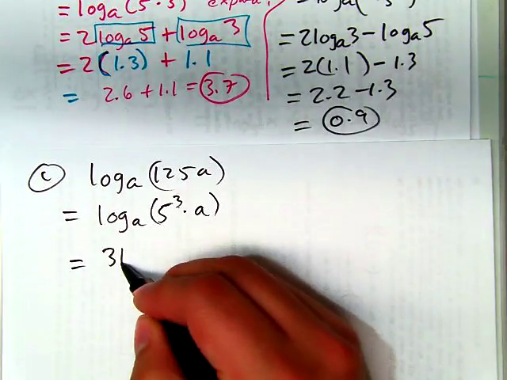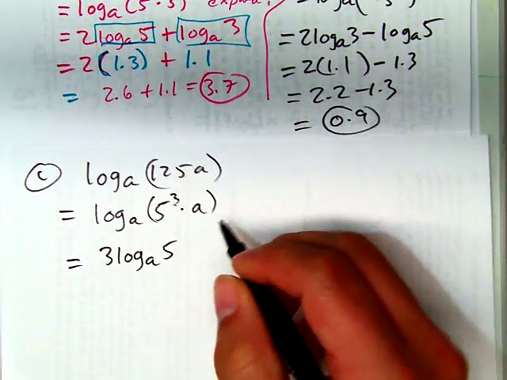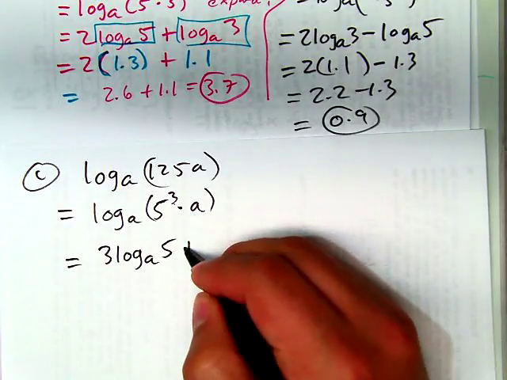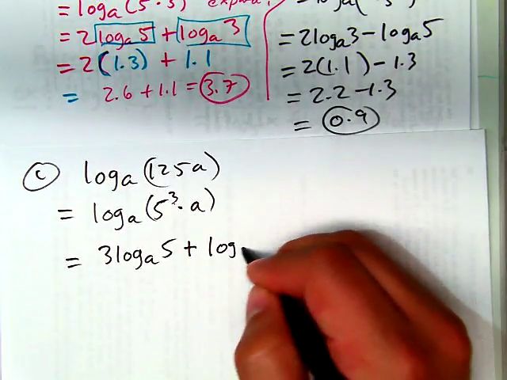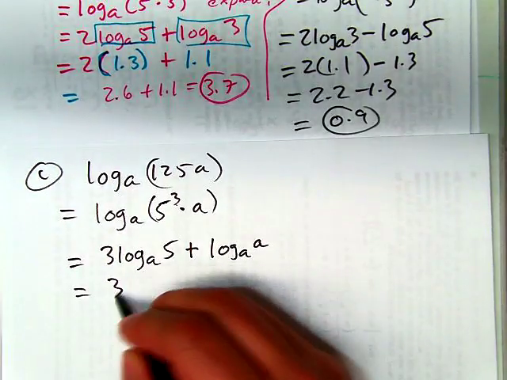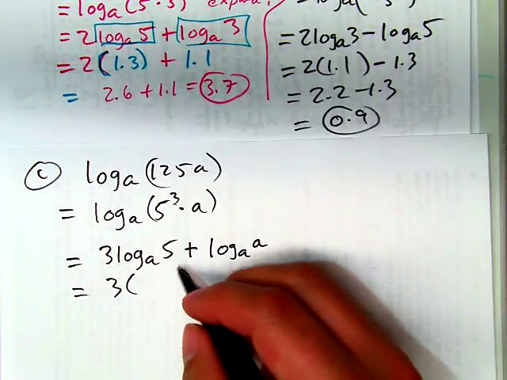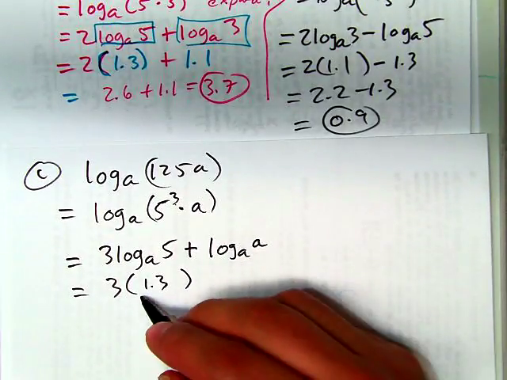This exponent goes in front and becomes 3 log base A of 5. Multiplication means addition, so that'll be plus log base A of A. Log base A of 5 was given to us. It was 1.3, so I'll plug that in.